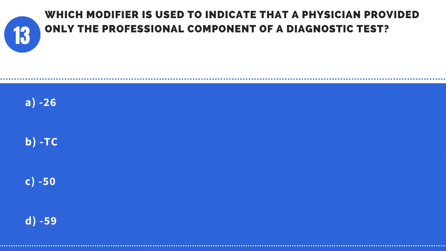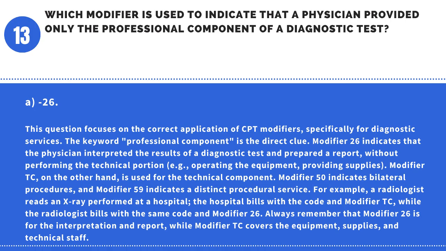Question 13. Which modifier is used to indicate that a physician provided only the professional component of a diagnostic test? A. -26, B. TC, C. -50, D. -59. Answer: -26. This question focuses on the correct application of CPT modifiers, specifically for diagnostic services.